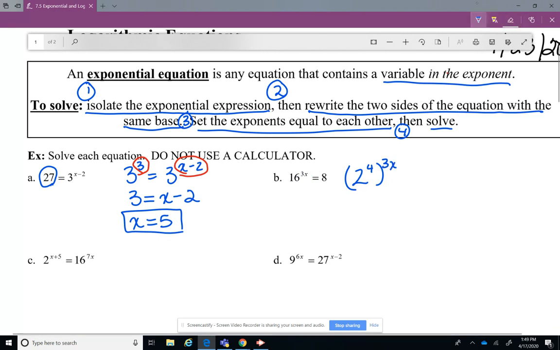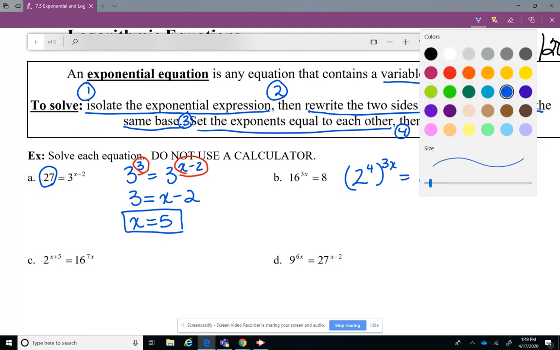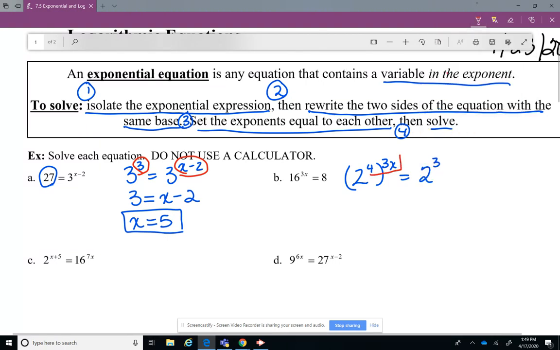All right, now I'm going to write 8 using base 2. So that's going to be 2 to the 3rd. That's 8. So we rewrote the 2 sides of the equation with the same base. That was step 2. Remember, we're skipping step 1 for just these 4 right here. Step 3, set the exponents equal to each other. Okay, before you do that, you have to go ahead and multiply these 2. Okay, so this is 2 to the 12x equals 2 to the 3.